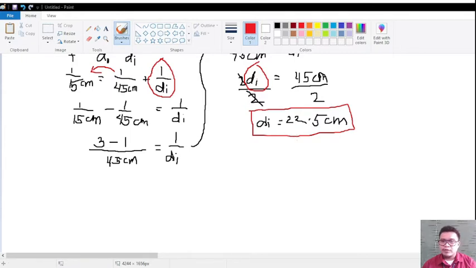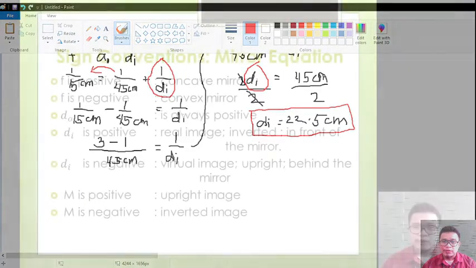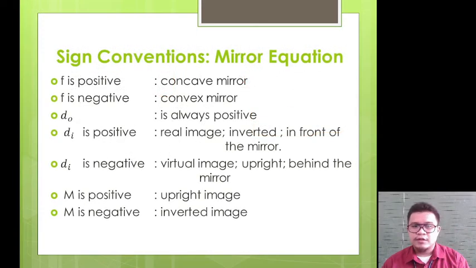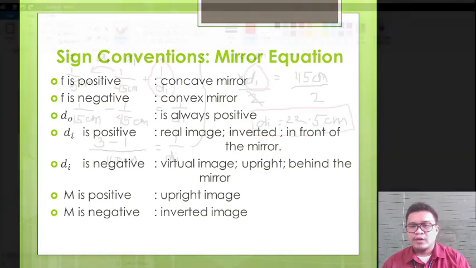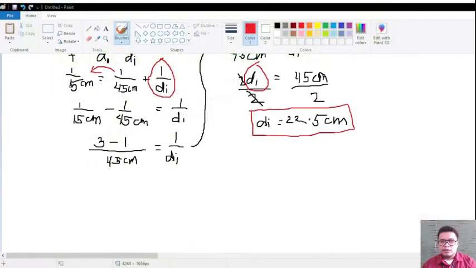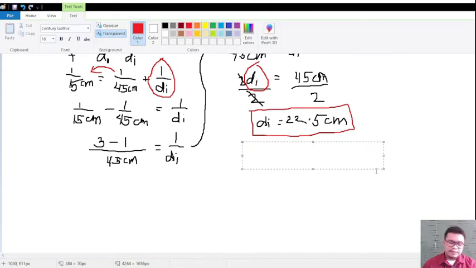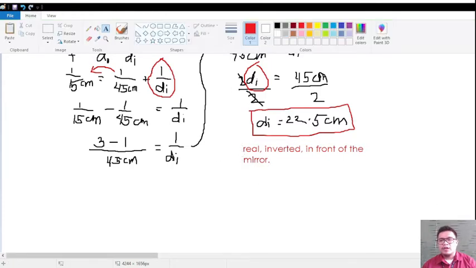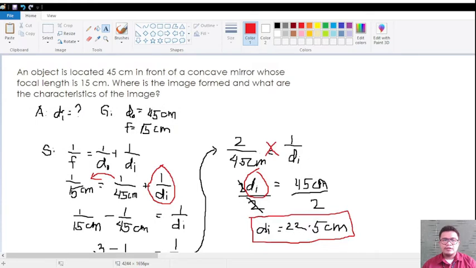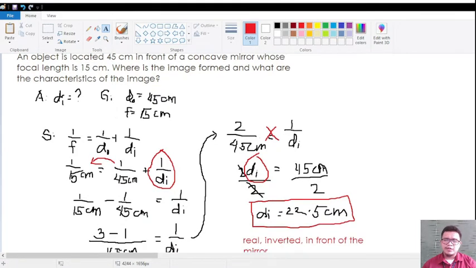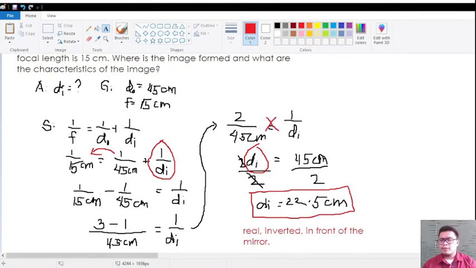So for you not to be confused about that, let's go back again to the sign convention. There. See that? So let's get back again to our equation board. So 22.5 centimeters. So let's write the characteristics here as, since it is positive, it should be real, it should be inverted, and it should be in front of the mirror. There. Okay. And that completes our image description in this problem. See? It only seems to be complicated, but in fact, if we are going to perform the solution, it's actually relatively not so complicated.